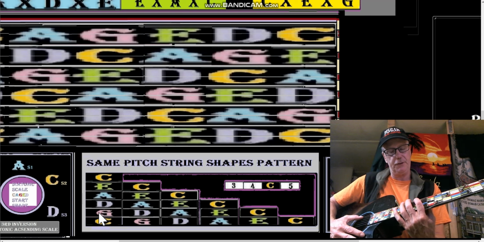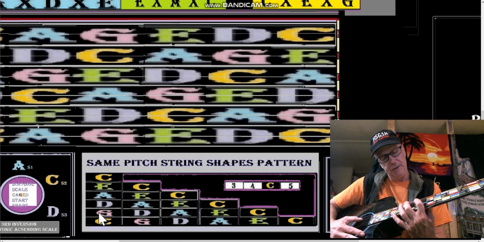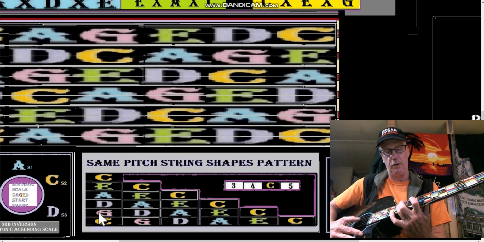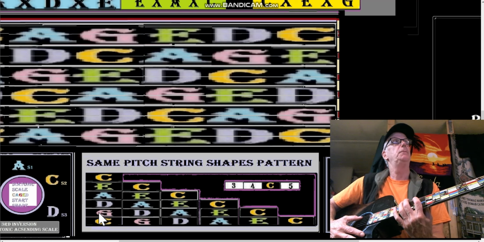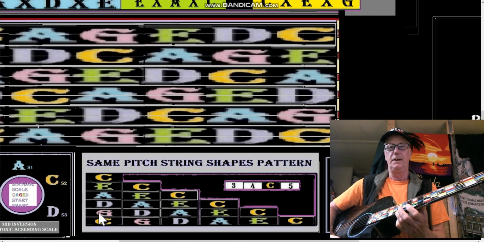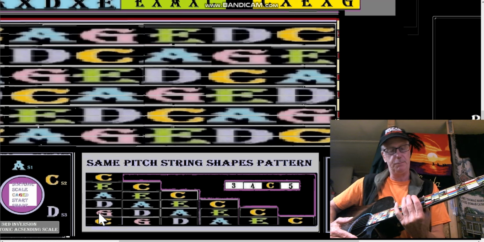Let's try that one more time. G shape, 6, 7 root. The fifth of G is the D shape, which would be 2, 3, 4. So notice it's 6, 7 root, 2, 3, 4. You can always just count the numbers: 6, 7 root, 2, 3, 4, 5, 6, 7 root. Just count the numbers and fit the shapes.